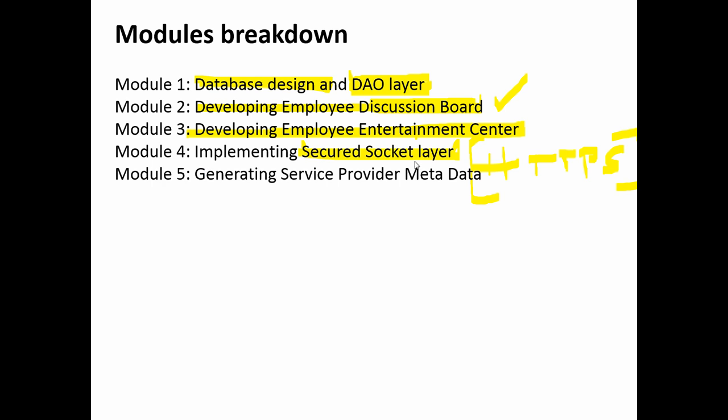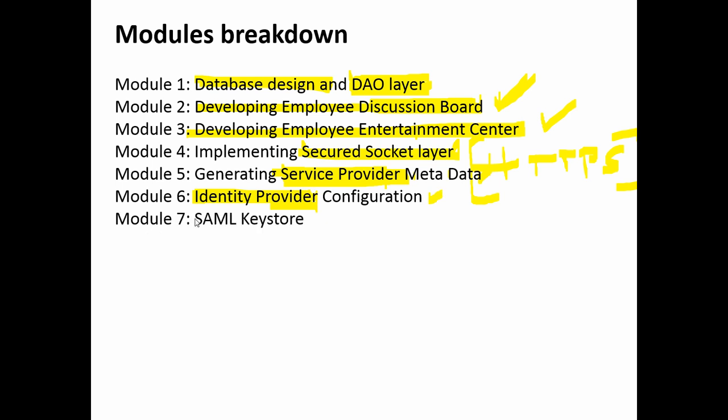In module number 5 we are going to generate the metadata of the service providers. The discussion board is one service provider, and the employee entertainment center is another service provider. We are going to generate the metadata for both service providers. Then we are going to exchange that metadata with our IDP. We are using OpenSSO as our identity provider. The metadata we generated in the previous module, we are going to share with OpenSSO, and upload our metadata to the identity provider. We call it IDP configuration.